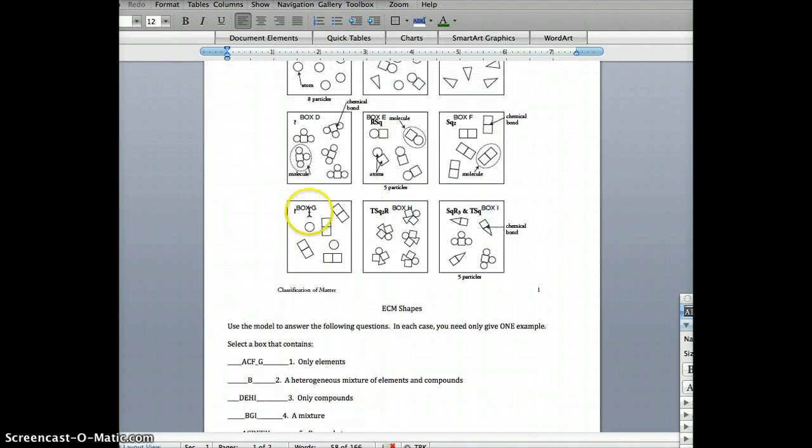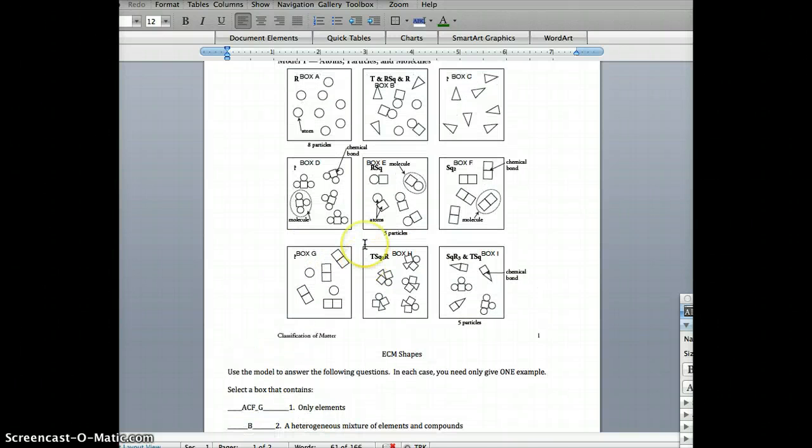Five particles would be this one, 1, 2, 3, 4, 5. This one, 1, 2, 3, 4, 5. This one, 1, 2, 3, 4, 5. Or here, 1, 2, 3, 4, 5. Or here, 1, 2, 3, 4, 5. This one has 1, 2, 3, 4, 5, 6. So that one doesn't work. So it looks like it's D, E, F, H, I.